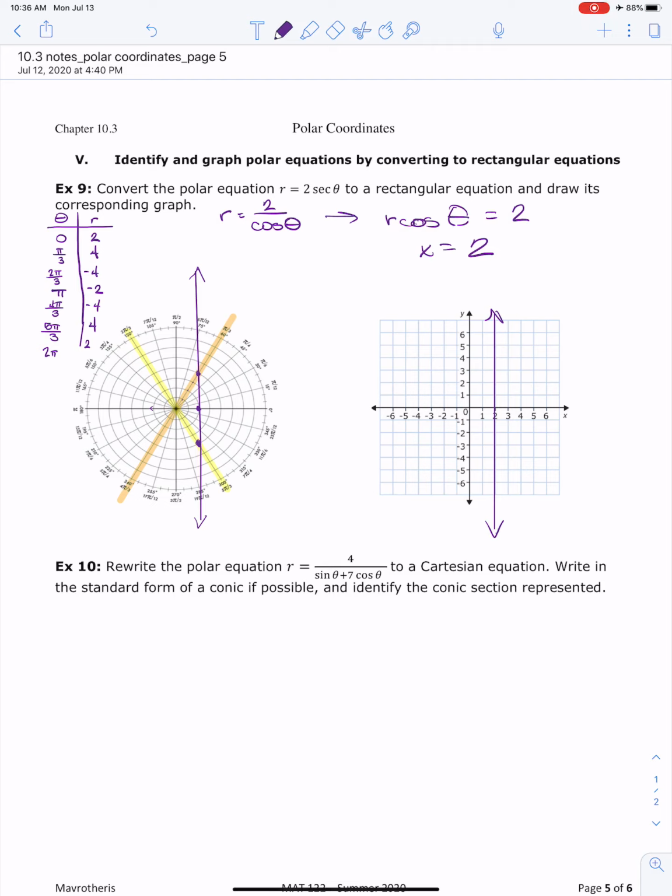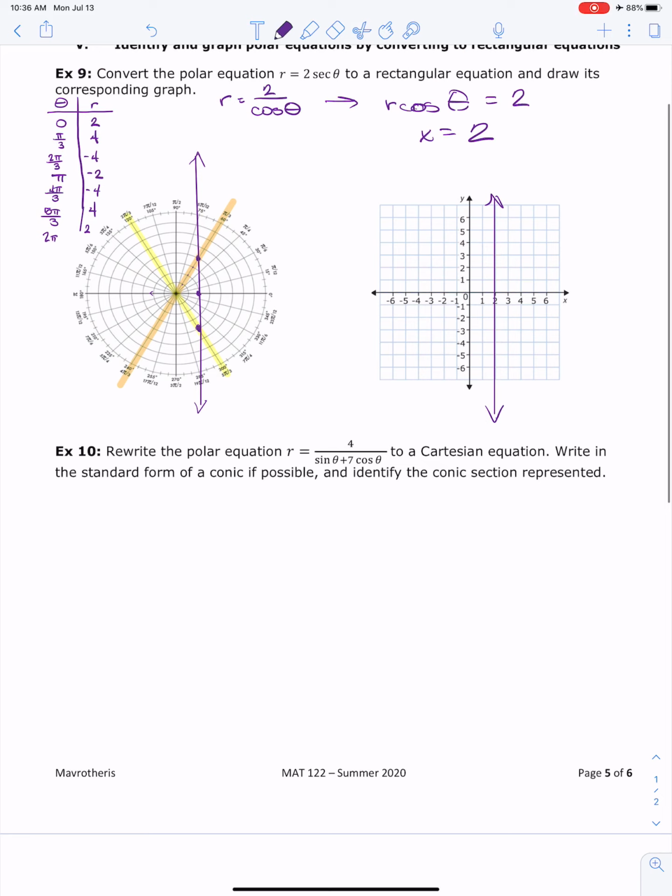So, moral of the story, they both look exactly the same. Definitely easier to graph this in rectangular coordinates, whereas on that last one, that equation of the circle was easier to graph in polar. So, nice to be flexible and be able to go both ways.